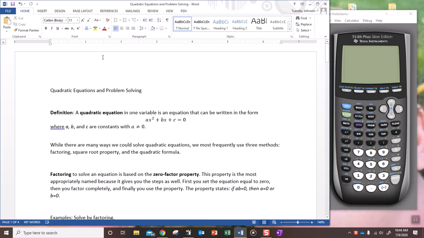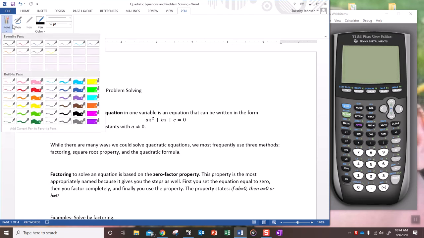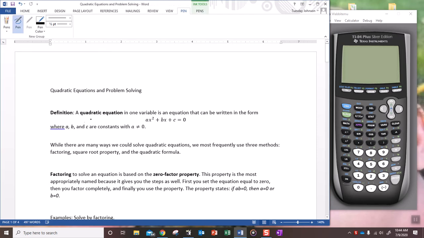Hello. Today we're going to talk about quadratic equations and problem solving. So let's start with a definition.